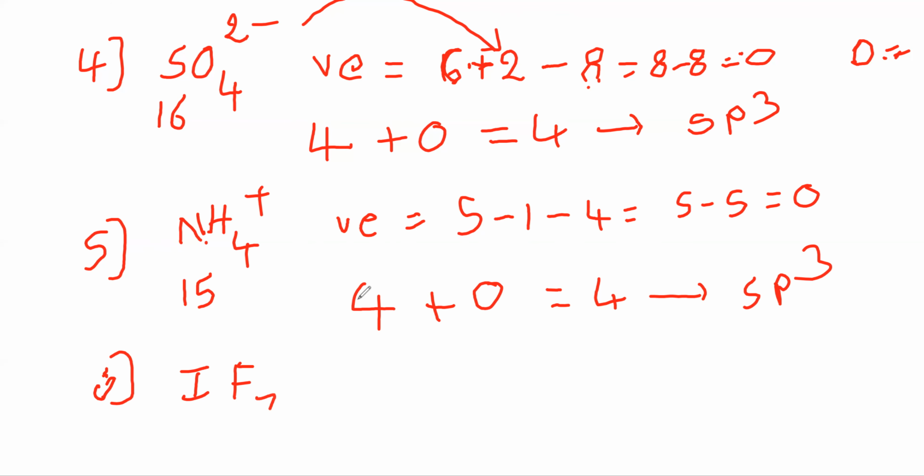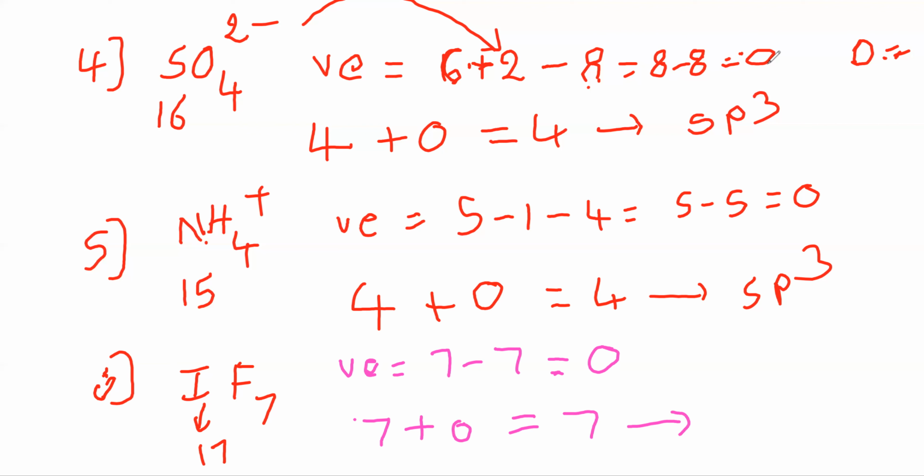One more last example I'm going to take here: IF7. Iodine belongs to the halogen group, that is 17. First see the valence electrons: a total of 7, and all 7 are involved in bond formation because there are 7 atoms around the central atom. So 0 valence electrons. Now the hybridization formula: 7 atoms surrounded and 0 lone pairs, equals 7. So whenever it is 7, hybridization is sp3d3.